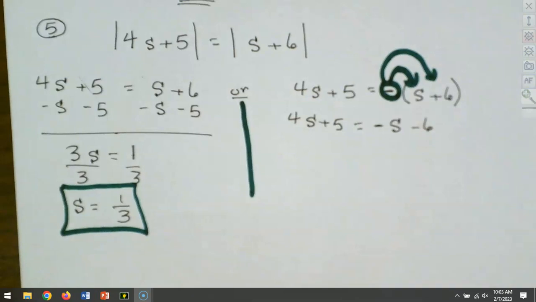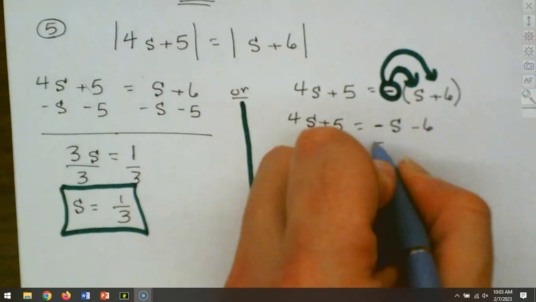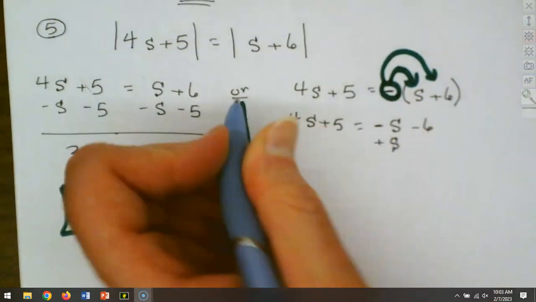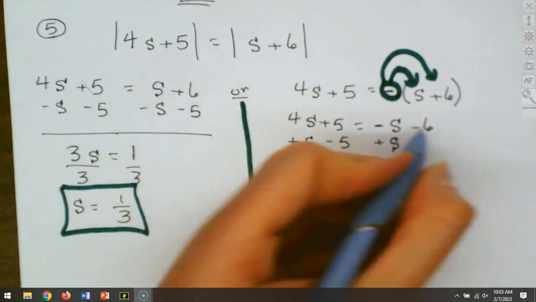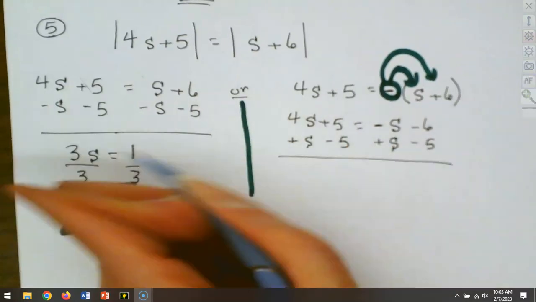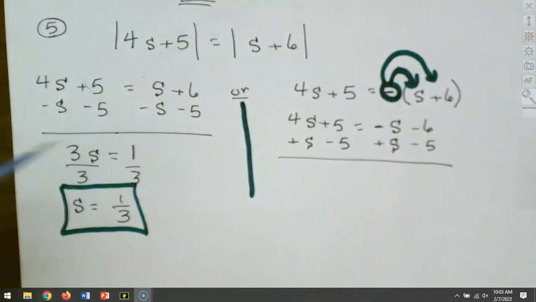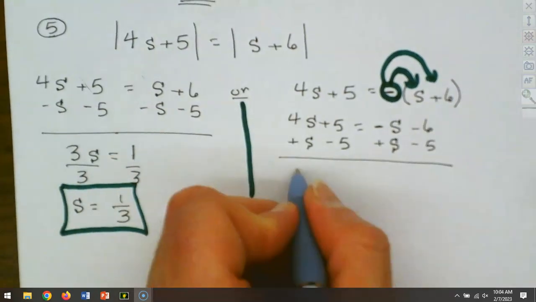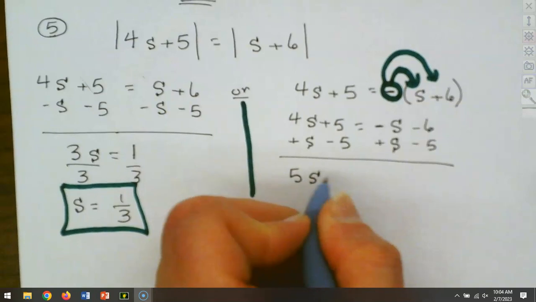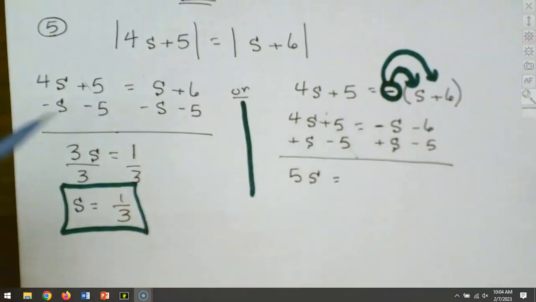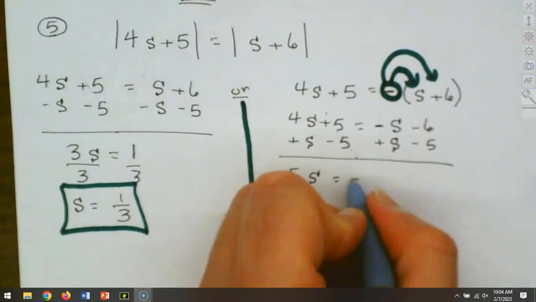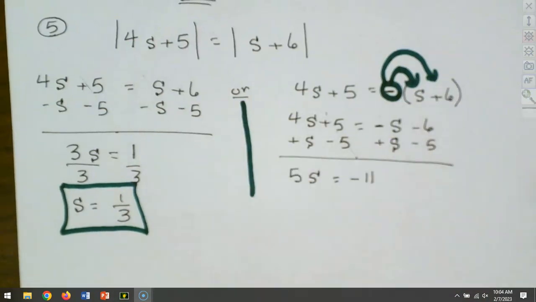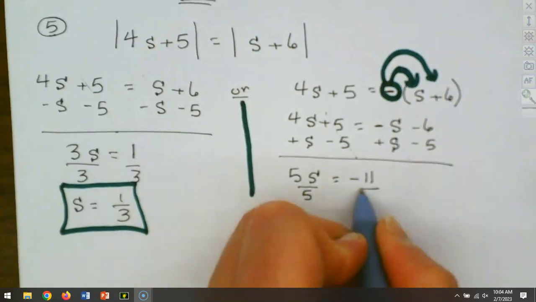Now, we need to combine like terms, move things around. So I'm going to add s to each side. That's going to move that over. And then I'm also going to move that 5 over. So 4s and another s, that makes it 5s. The 5's cancel here. The s's cancel. Minus 6 minus 5, that makes it minus 11. We'll divide by our 5.